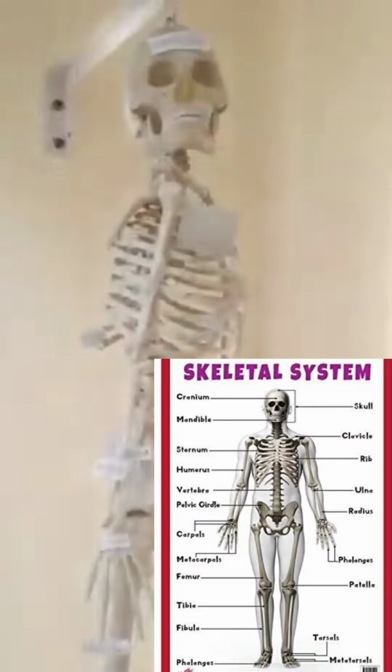Now this is the spinal column. It is also called vertebral. There are 26 vertebrae in the spinal column. Its main function is to protect the spinal cord.